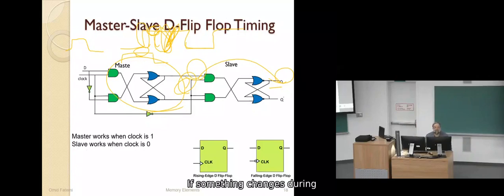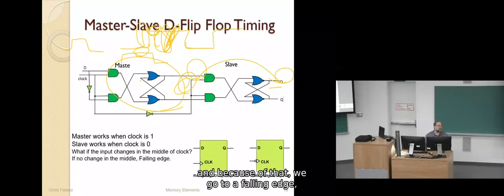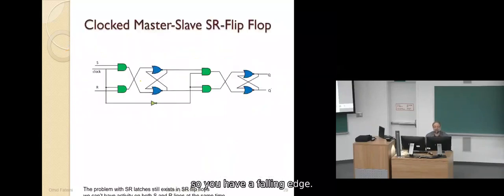If something changes during the clock, because they are working and it takes time, it might affect the output, which is not good. Okay? So the problem with this design is, what if the input changes in the middle of the clock? This will propagate, and we don't want it. Because of that, we go to an edge-triggered flip-flop. Rising edge, I showed you. If you want to have a falling edge, you can have an inverter for the clock, so you would have a falling edge.